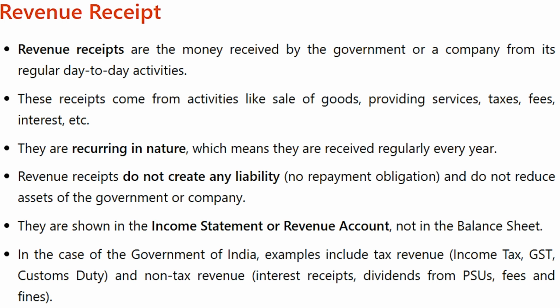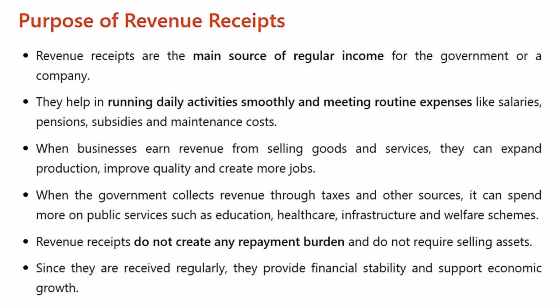In the case of Government of India, examples include tax revenue, income tax, GST, custom duty, and non-tax revenue, interest receipt, dividends from PSUs, fees, and fines. Purpose of revenue receipt. Revenue receipts are the main source of regular income for the government or a company. They help in running daily activities smoothly and meeting routine expenses like salaries, pensions, subsidies, and maintenance costs.